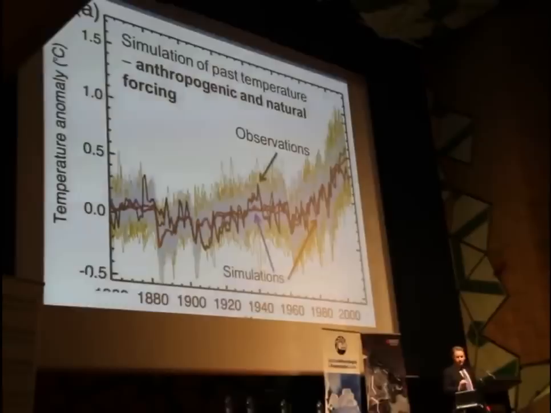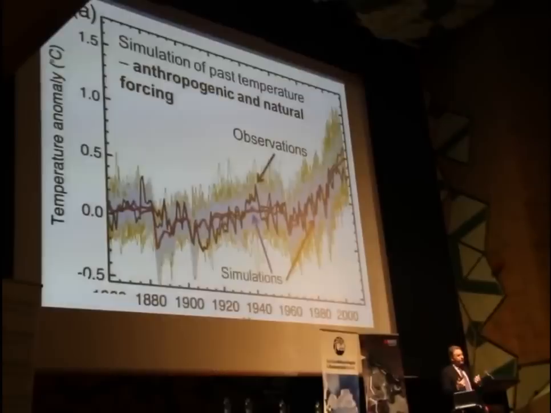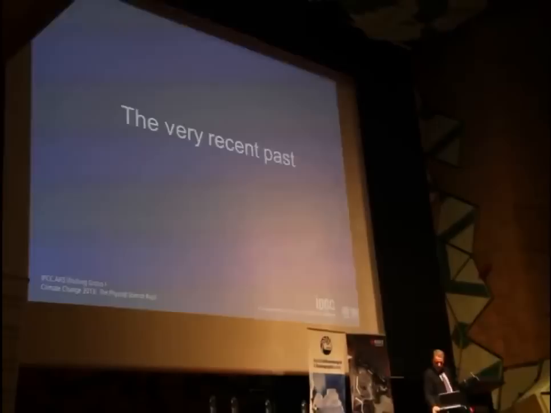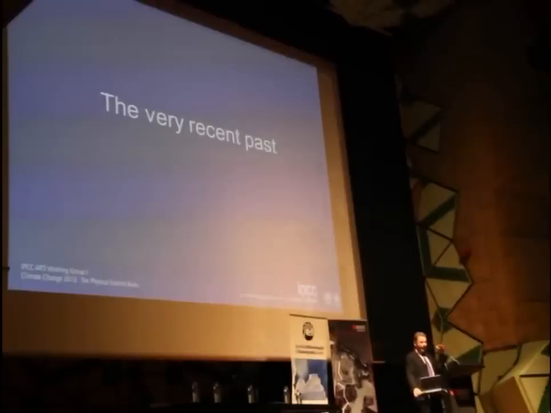So what this illustrates is that the models are replicating changes due to these externally forced processes like volcanoes, solar variability, greenhouse gases, but they're not replicating the exact timing of the internal processes like El Niño and La Niña. So that's the history from over 800,000 years to present.